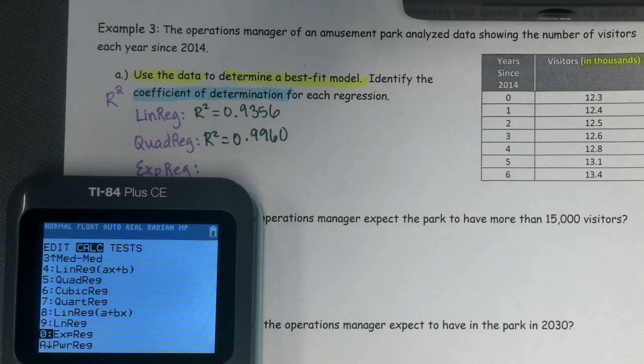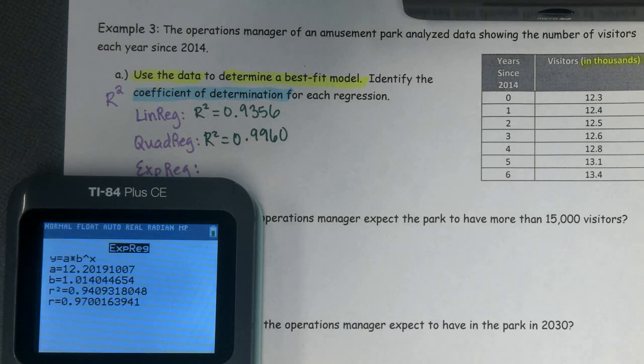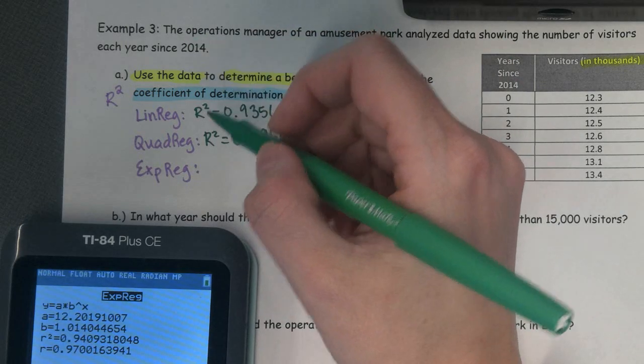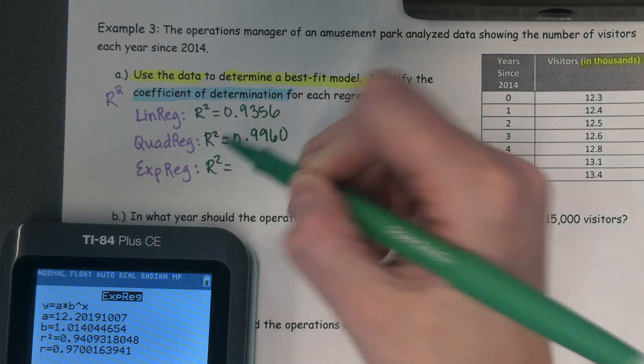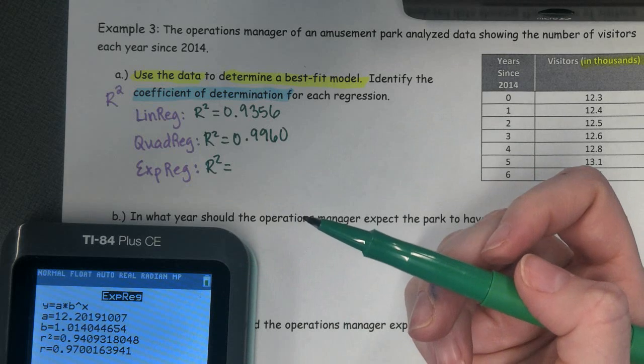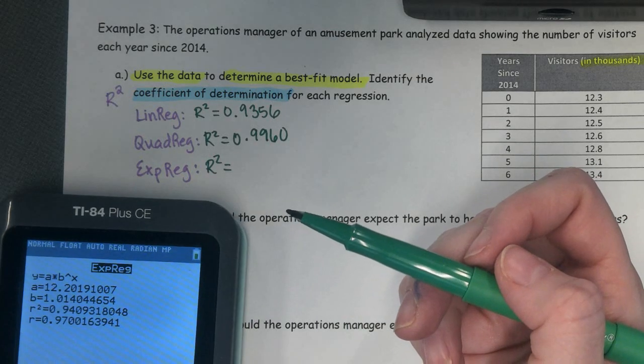And now we're going to go to 0, which is the exponential regression. And again, you're looking at r squared, because see how you have r squared and r there? Okay, you're going to be looking at the r squared.